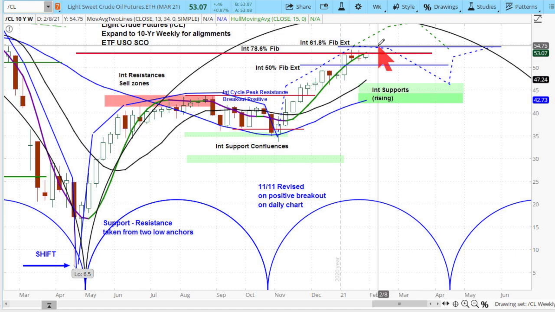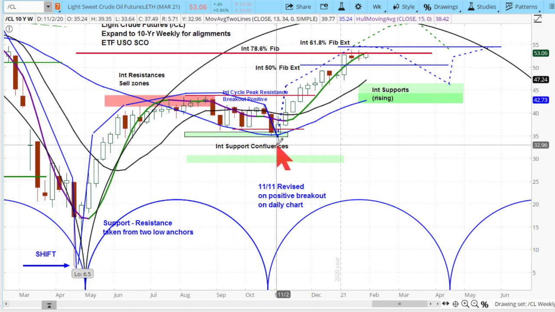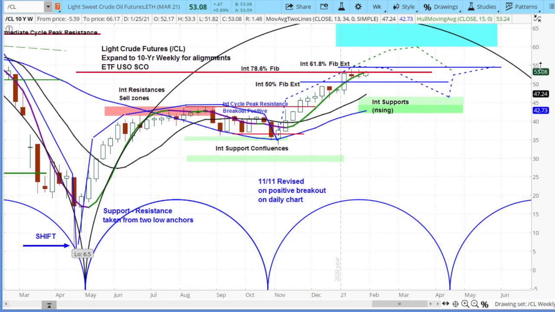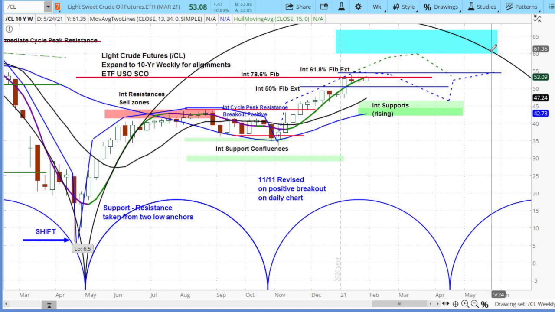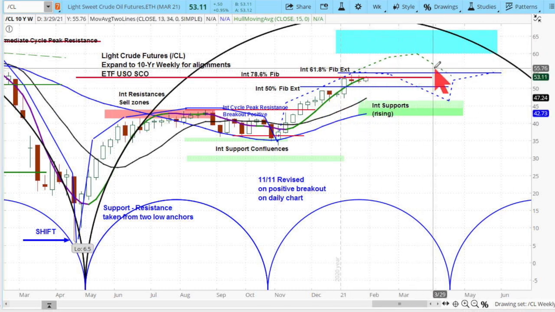Where does that come from? Well, from this low to this peak to this low right over here. That's how we measure that with the fib extension tool. And then we get up here, which is the 78.6 to the 100, which tends to be a target zone. Will it stall at 61.8? If it does, we'll understand it. If it moves through, then we'll have another target up near $60. That's why we have two scenarios in here.